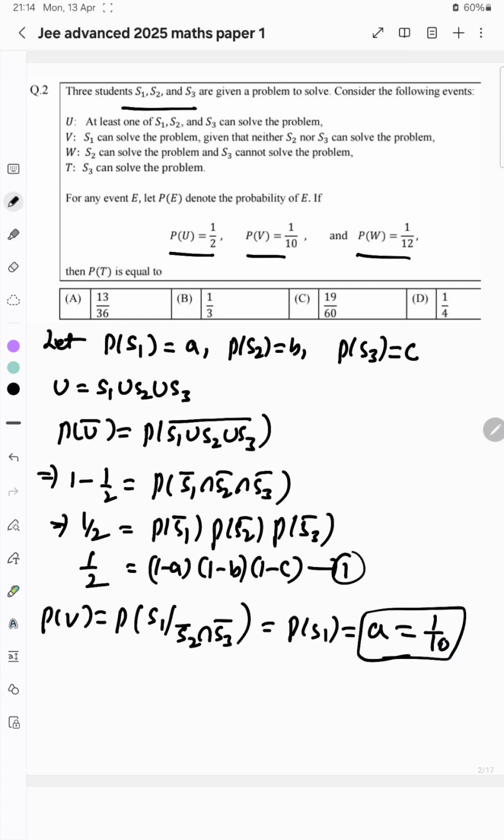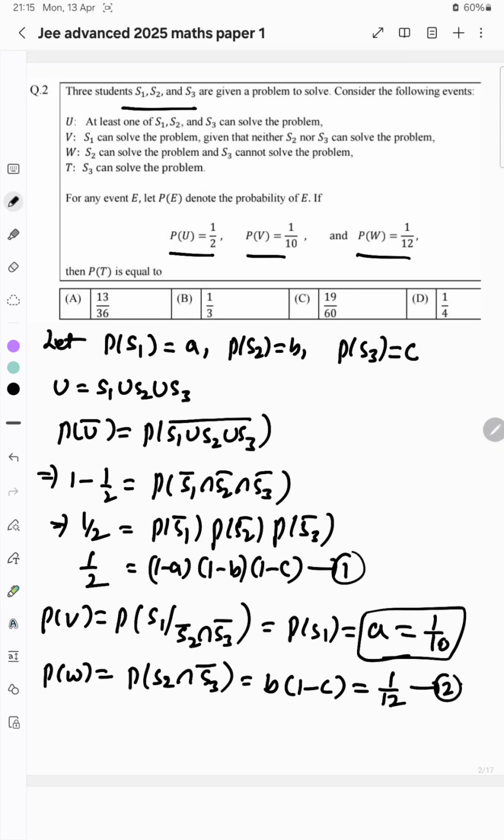Next, probability of W they gave. See, W means S2 can solve the problem and S3 cannot solve the problem, right? So probability of S2 solves the problem and S3 cannot solve the problem. So S3 bar only, now we will get it. S3 cannot solve the problem, right? Now we can see here these two events are also independent only. So probability of S2 is B. And probability of S3 bar means 1 minus C only, right? And this is the value given, probability of W is 1 by 12. It is equation 2.